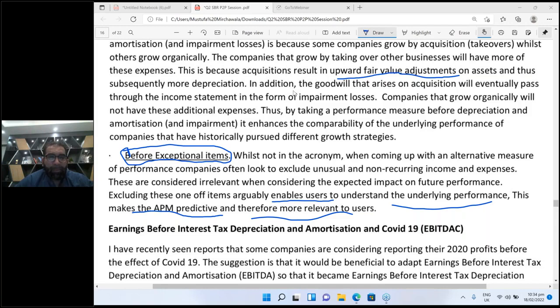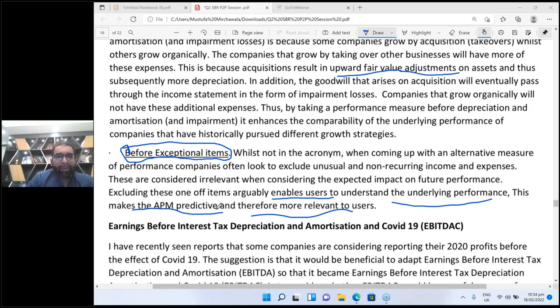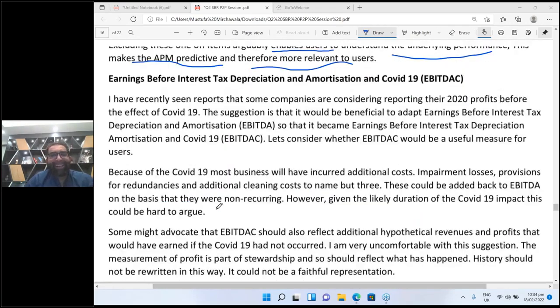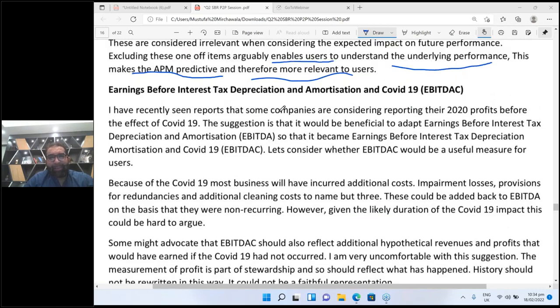Now, one more practical issue. This may be tested. Now, see the next line. Earning before interest, depreciation, and COVID-19. Nowadays this is also coming into fashion. EBITDAC, not EBITDA, EBITDAC: earning before interest, tax, depreciation, amortization, and COVID-19. COVID-19 was also a special, one-off event. So because of COVID-19, you can't compare your last year with this year.